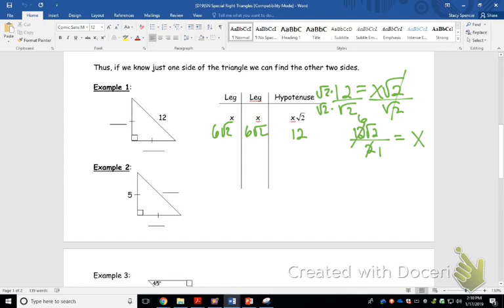Okay. Our second example: is the 5 leg or hypotenuse? Leg. So I'm going to put that value in here. This is 5. So what's the other leg? 5. And what's the hypotenuse? 5 times the square root of 2. Okay.